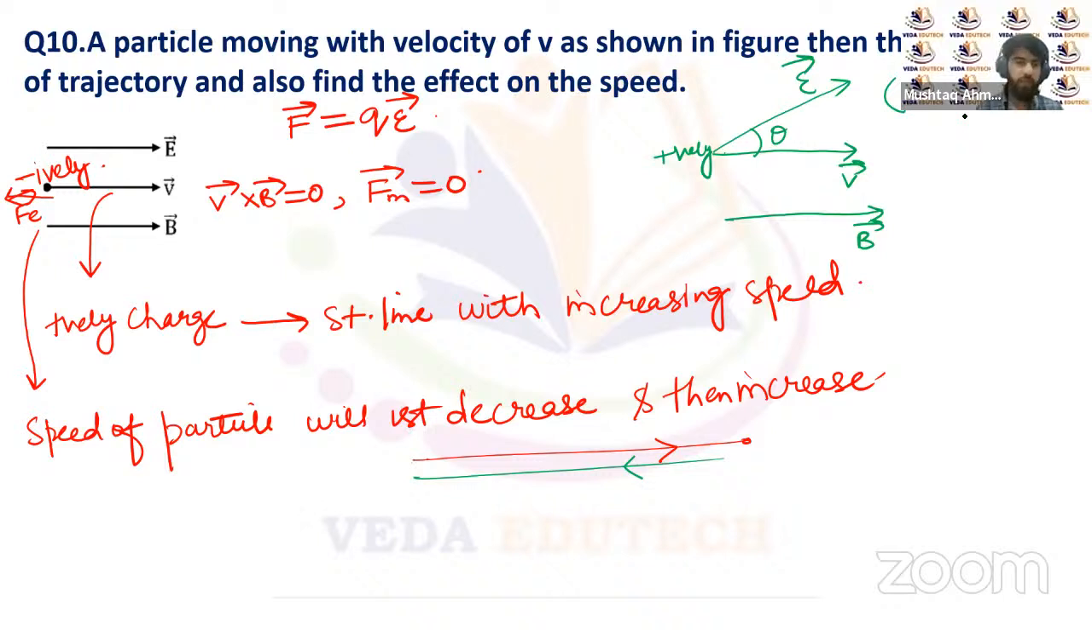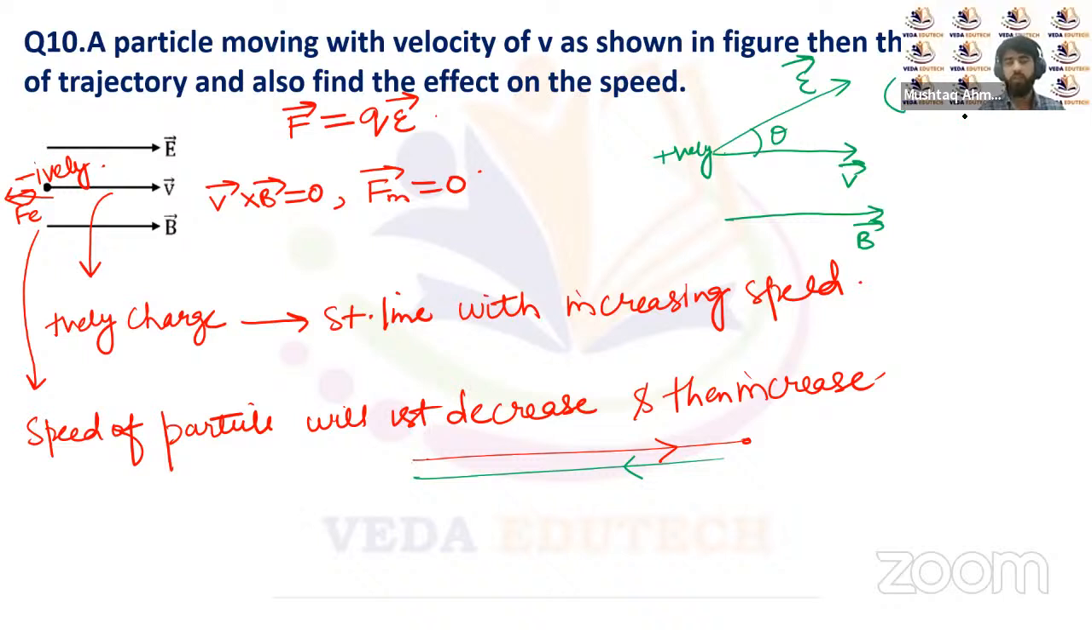So if the angle between the electric field vector and the velocity vector is 0 or 180 degrees, then the path will be a straight line. If the angle between the electric field vector and the velocity vector is non-zero, apart from 0 and 180 degrees, or we can say the electric field vector and velocity vector are neither parallel nor anti-parallel, then the path of that particle will be a parabolic path. It will be a parabola.